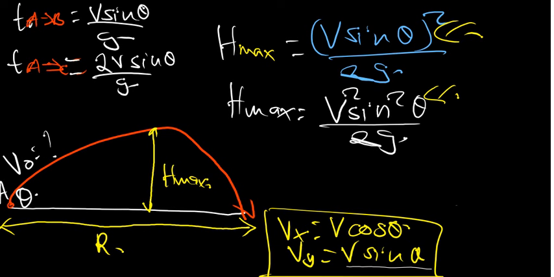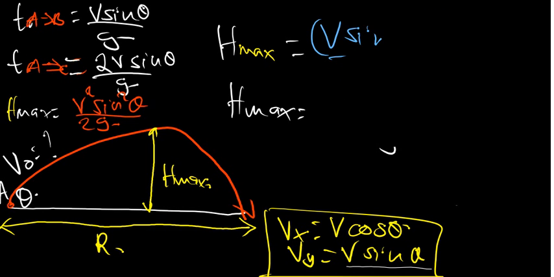Okay, now another thing they're going to ask us is to find the range. So let's put this formula here. We have the H max, which is equal to V squared sine squared theta, everything divided by 2G. That is our maximum height.